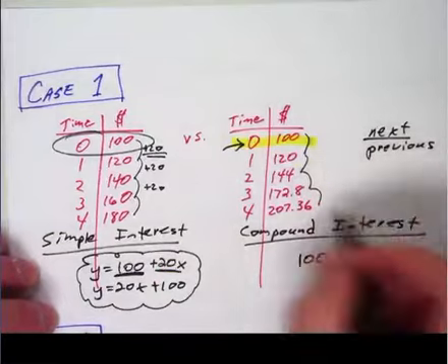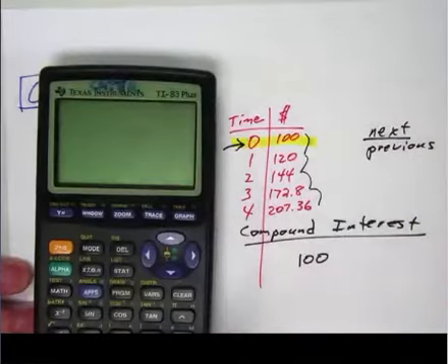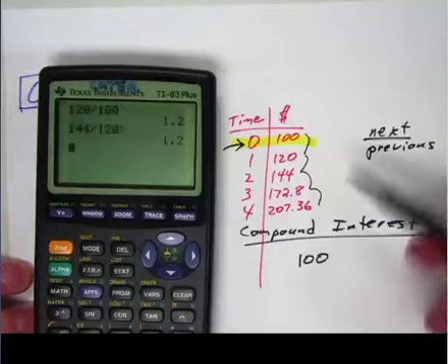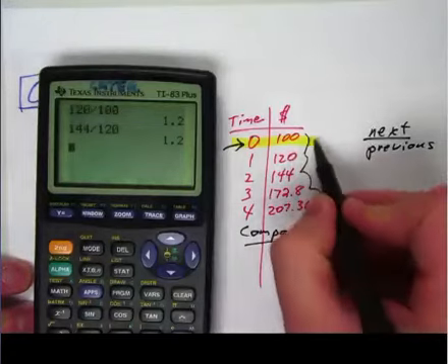I take my next number divided by the one before it, next divided by previous. So if I punch it in my calculator, you do need to check a few of these. So if I go 120 divided by 100, I get 1.2. If I do 144 divided by 120, that's the next one divided by the previous. And as you can see, I'm getting 1.2, 1.2.